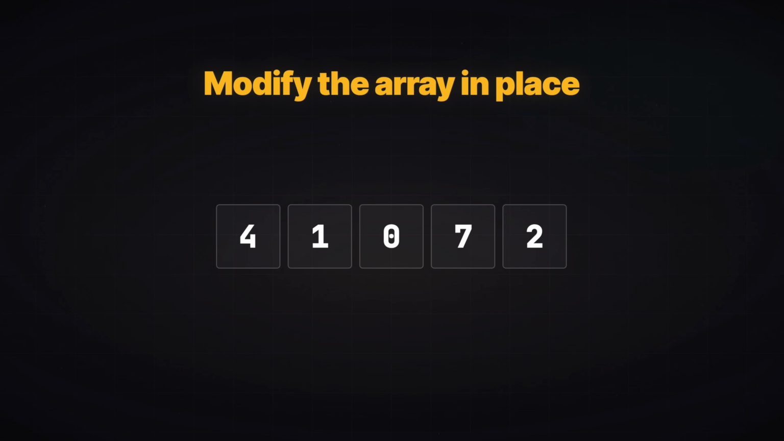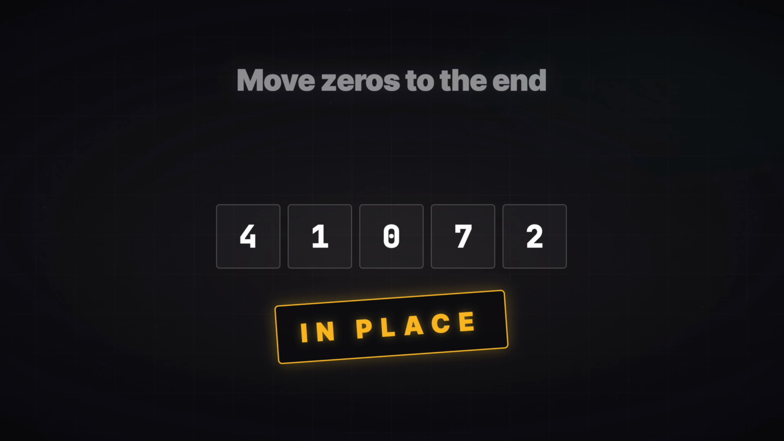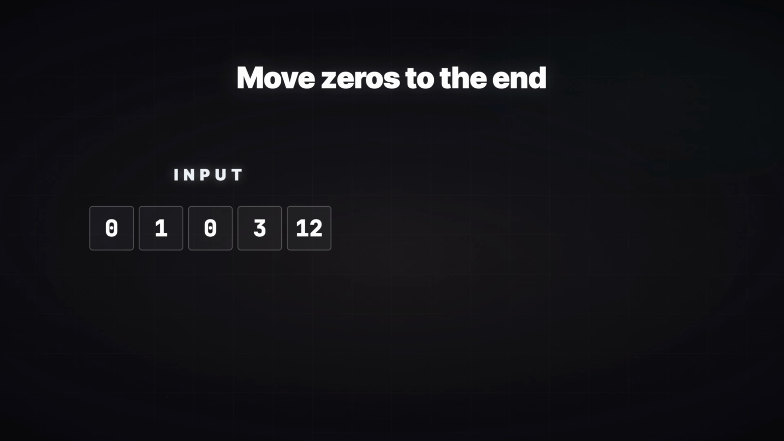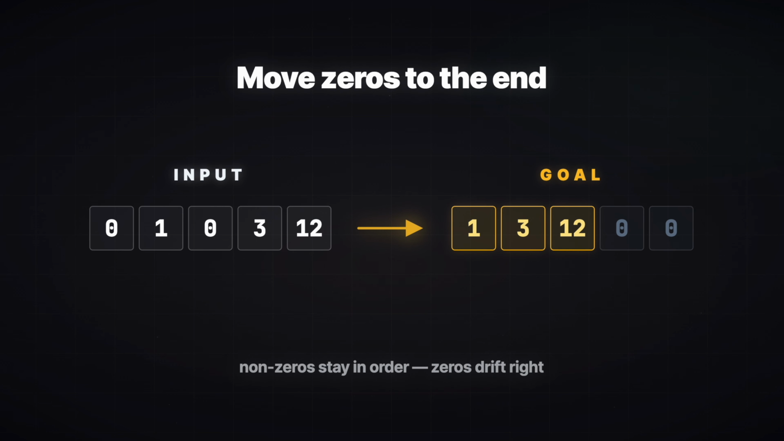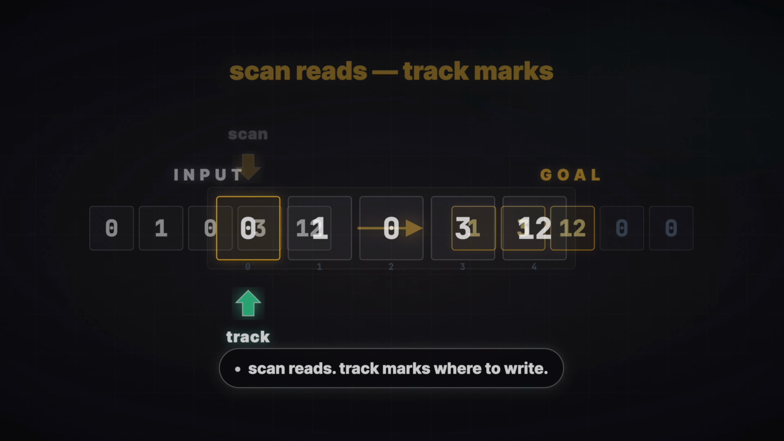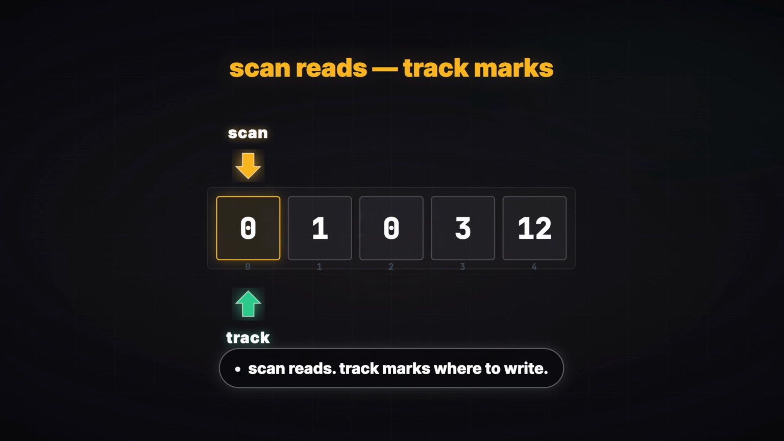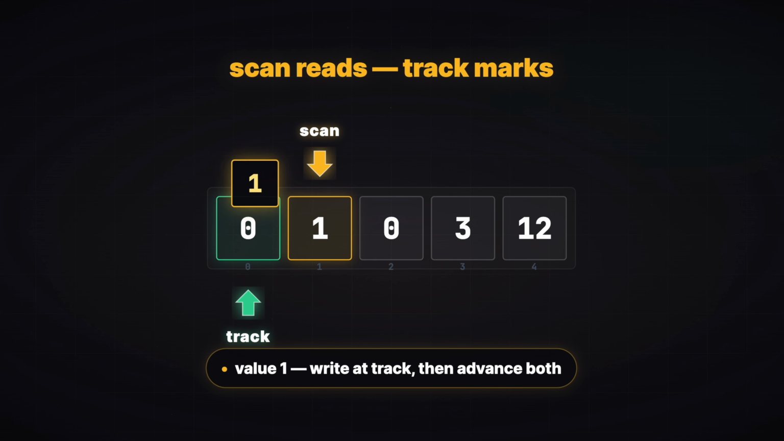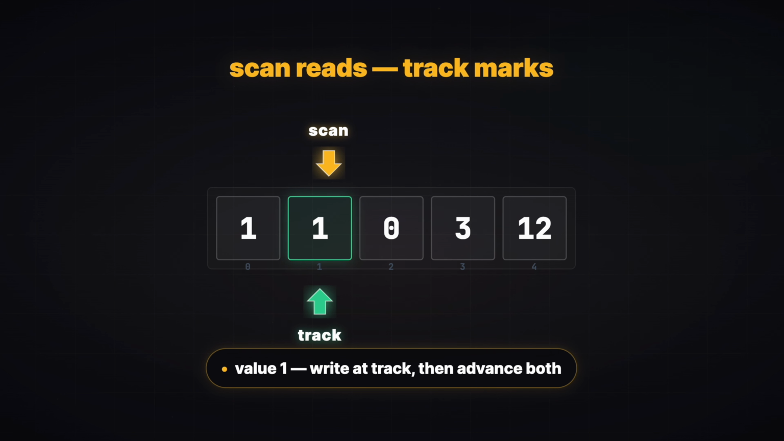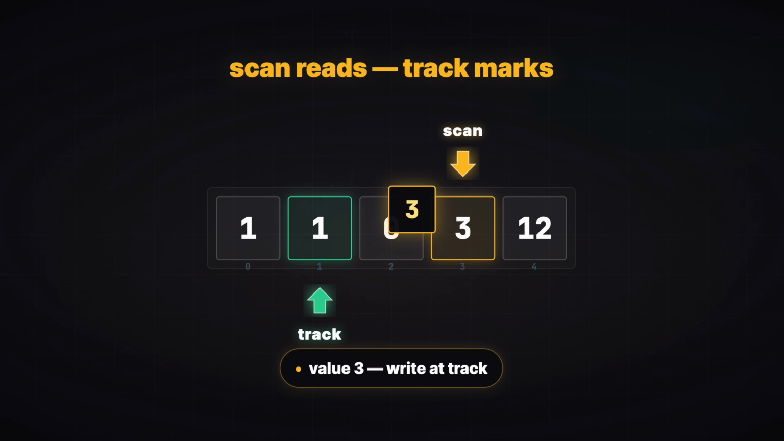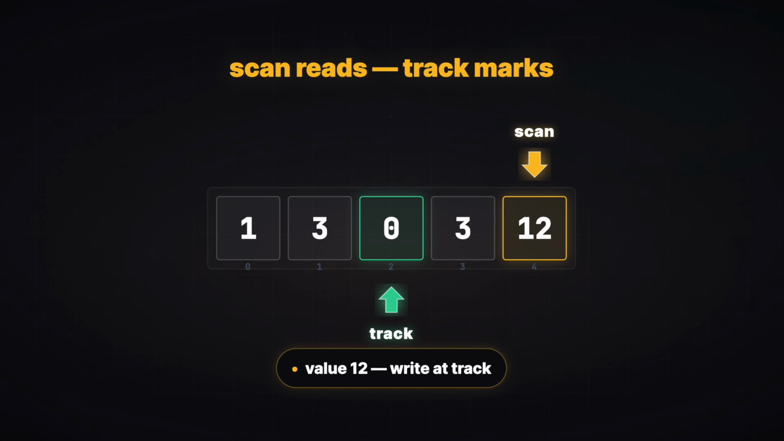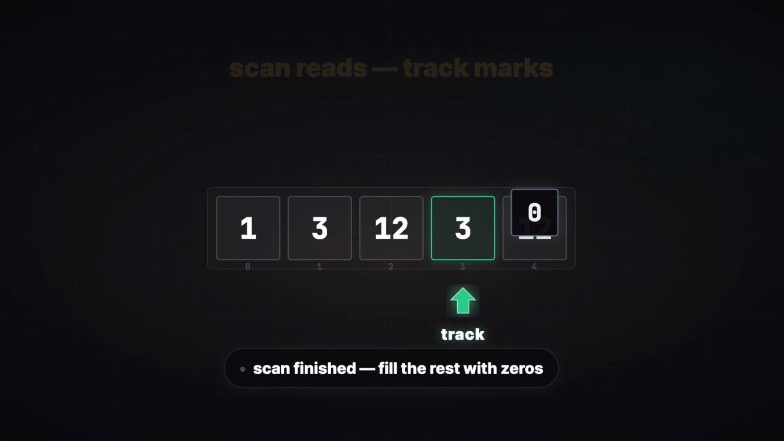For example, moving zeros to the end. Suppose the array is 0, 1, 0, 3, 12. We want the result to become 1, 3, 12, 0, 0. One pointer scans every element. Another pointer tracks where the next non-zero number should go. Whenever the scanning pointer finds a non-zero number, we place it at the tracking pointer position. Then the tracking pointer moves forward. At the end, all non-zero numbers are at the front. The zeros can be placed at the end.